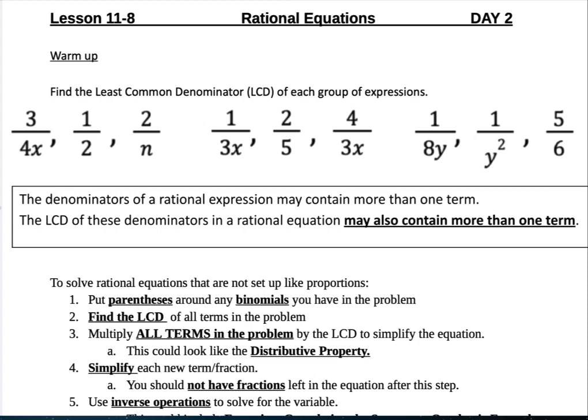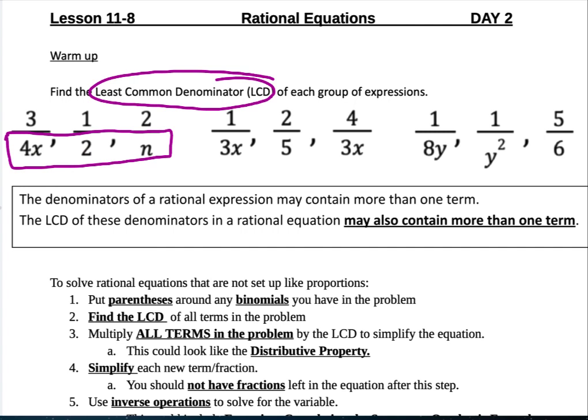So one of those strategies is using something called the least common denominator. Basically, it's looking at all of your denominators in a problem and thinking about, okay, what number or what term, because it could have numbers and variables, was the smallest thing that could be divided by all of my denominators. So what could be divided by 4x? What could be divided by 2? What could be divided by n?